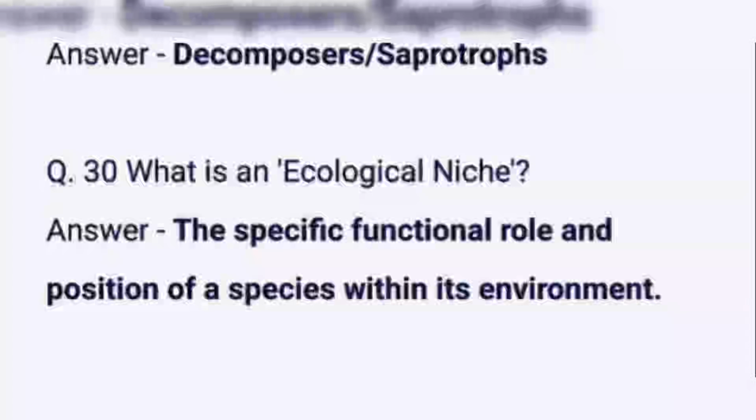What is an ecological niche? The specific functional role and position of a species within its environment is called ecological niche.